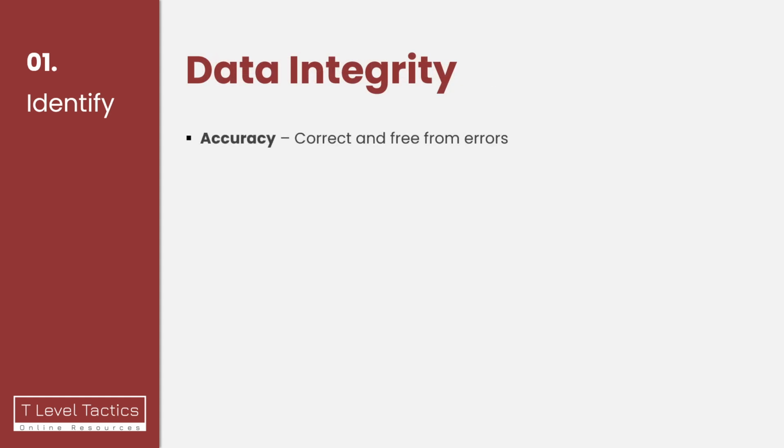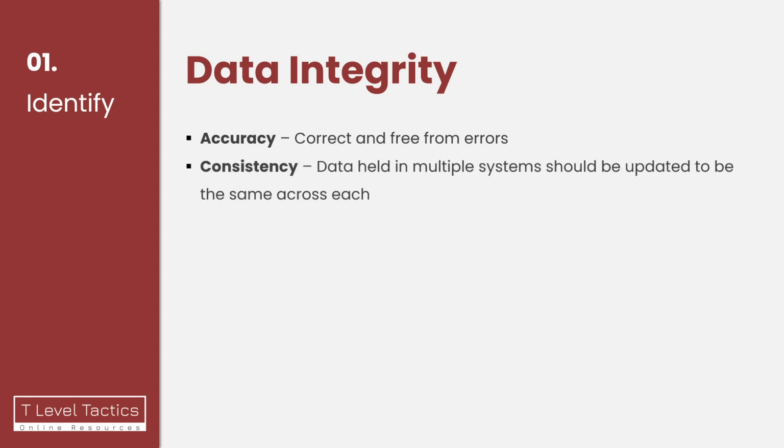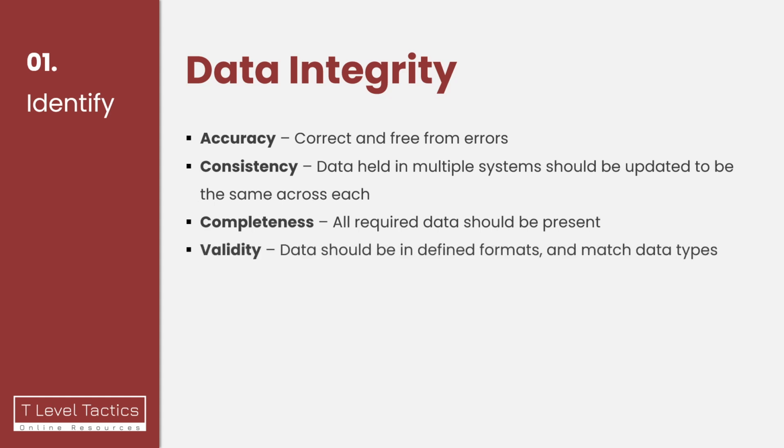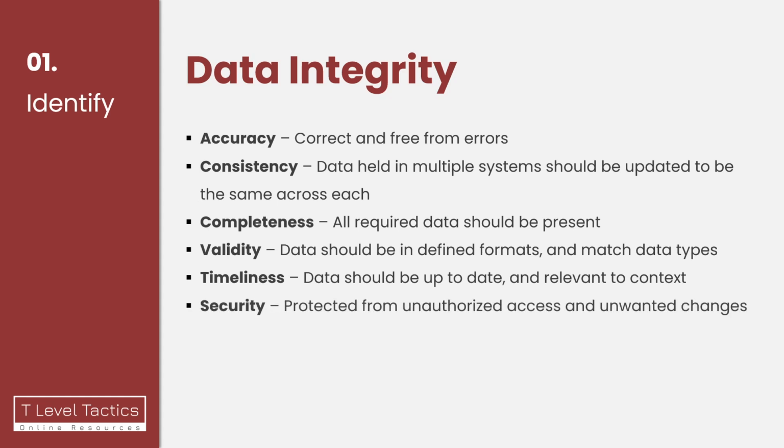You must have accuracy, ensuring the data is correct and free from errors. Consistency, where data held in multiple systems should be updated to be the same across each of them. Completeness, where all required data you need to operate should be present. Validity, where data should be in defined formats and match specific data types. Timeliness, data being up to date and relevant to context. And security, where the data should be protected from unauthorized access and any unwanted changes.